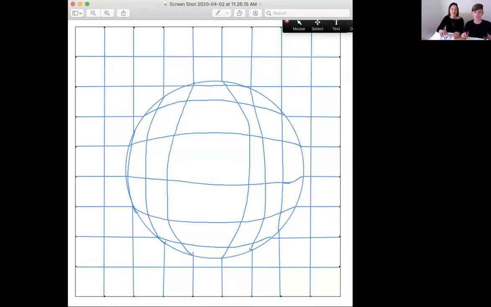And let's see if I can find the one that I had. Where'd it go? Oh yeah. So here's the one that I finished on the computer. You could try it on the computer too. That might be kind of fun to see what you come up with. That was my bulging sphere.